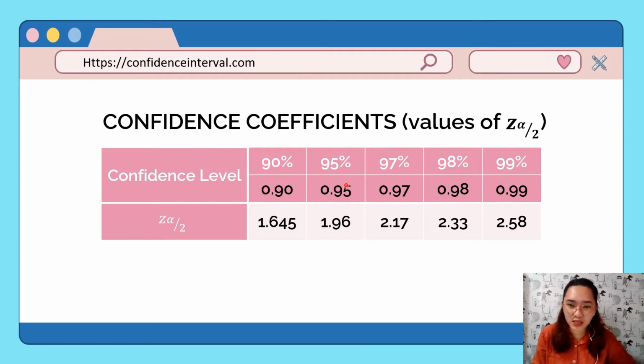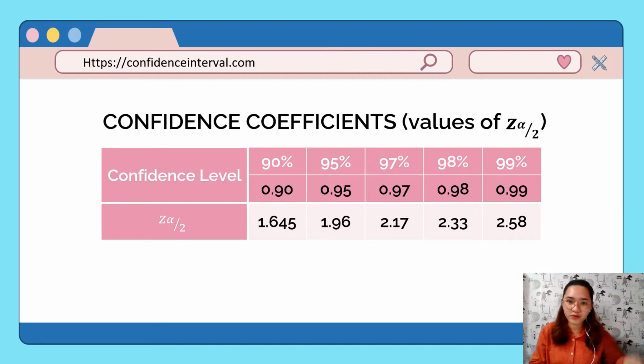And ang usually na gagamitin na po natin ay yung 90%, 95%, 97%, 98%, and 99%. So, kapag yan po yung confidence level natin, ito po yung ating confidence coefficient. Kapag 95%, 1.96. Kapag 97%, 2.17. Kapag 98%, 2.33. At kapag 99% is 2.58.